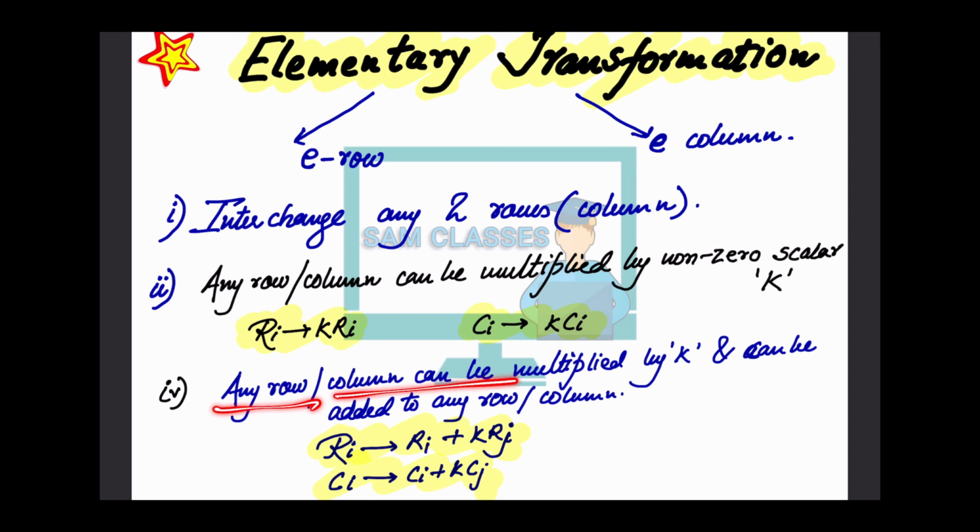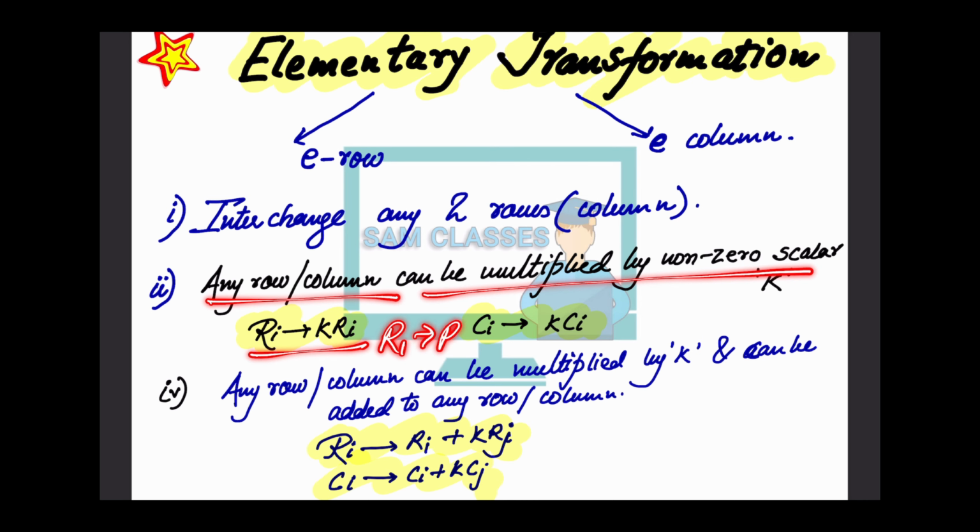Any row or column can be multiplied by a non-zero scalar. So, if we have row 1, it will be row 1 equal to row 1 into 2. And if we have column 2, we can multiply column 2 into 5.